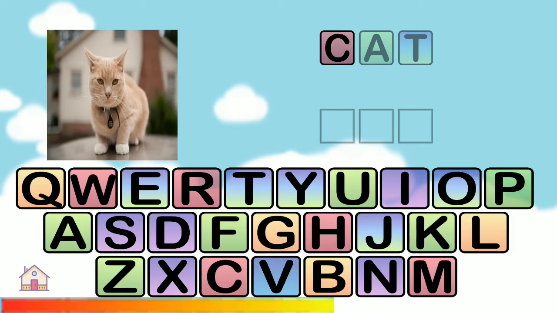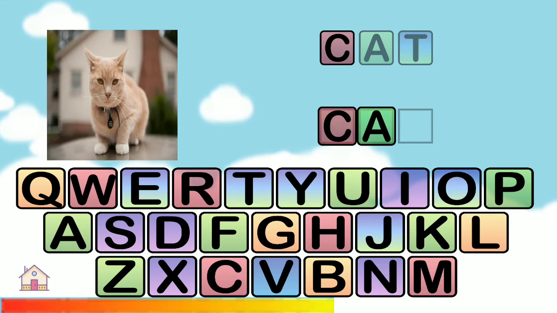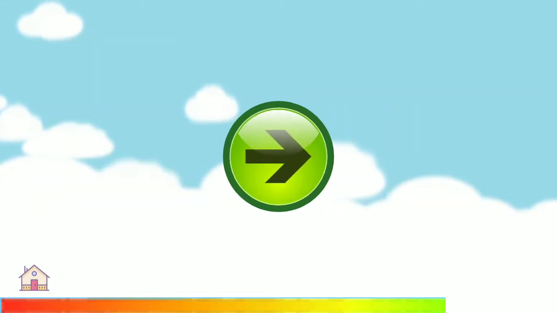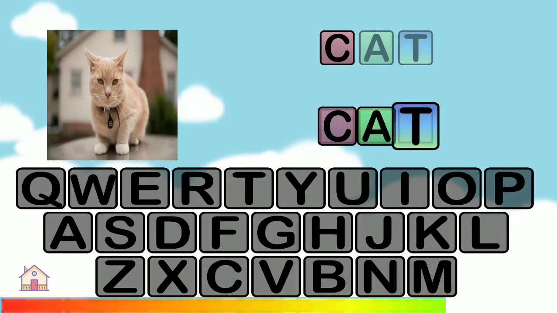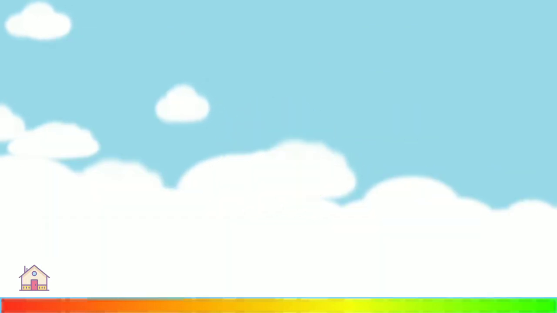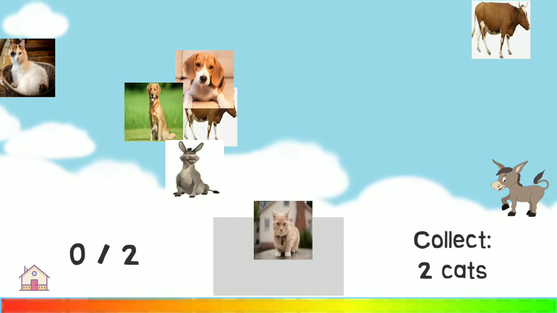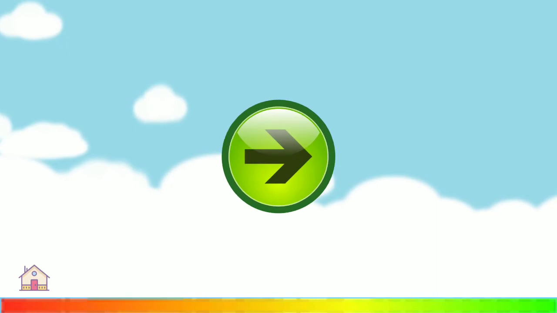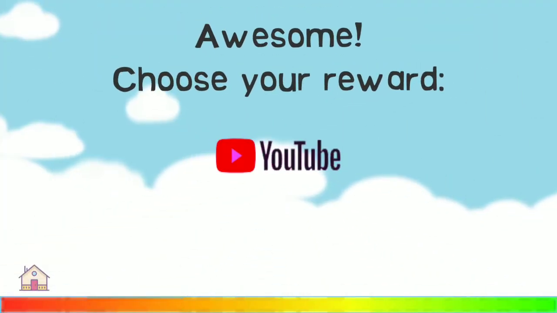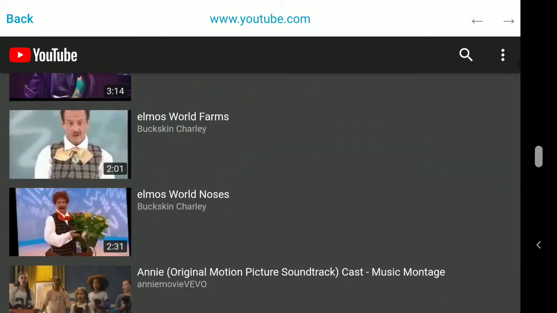C. A. T. Cat. Cat. C. A. T. Cat. Here's our counting game again. 1. 2. So that's how it works.